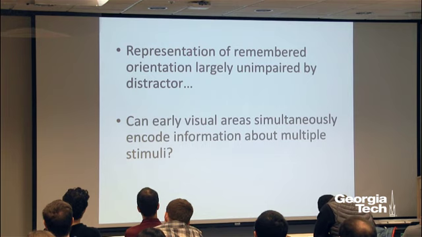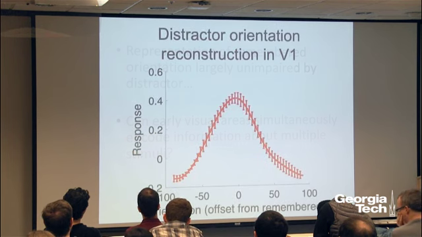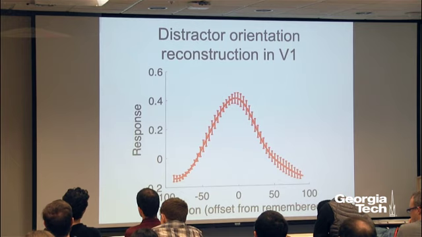And so the next question we wanted to ask, and this goes back to that little side note I was talking about, the remembered and the distractor orientation being statistically independent from each other, provides us the opportunity to ask whether we can simultaneously reconstruct both features. Can we reconstruct what you're remembering and what you're seeing during that delay period? And it turns out that also works.